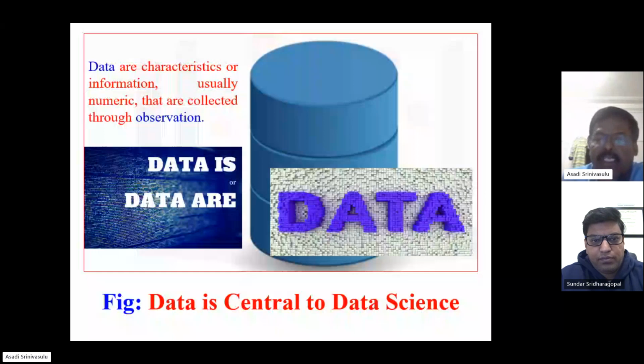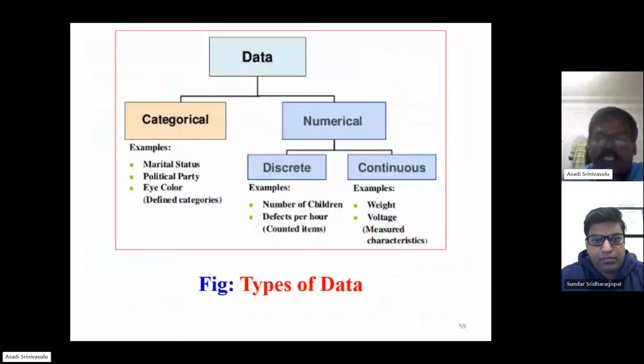That's why data is central to data science. Without data, there is no data science application. So that's why, types of data: we have categorical data and numerical data. Which one can we call categorical data? Marital status like single, married, widow are examples of categories. Political party, you can take 2-3 types of political party. Eye color, so defined categories like blue eye, red eye, green eye. These come under categorical data.